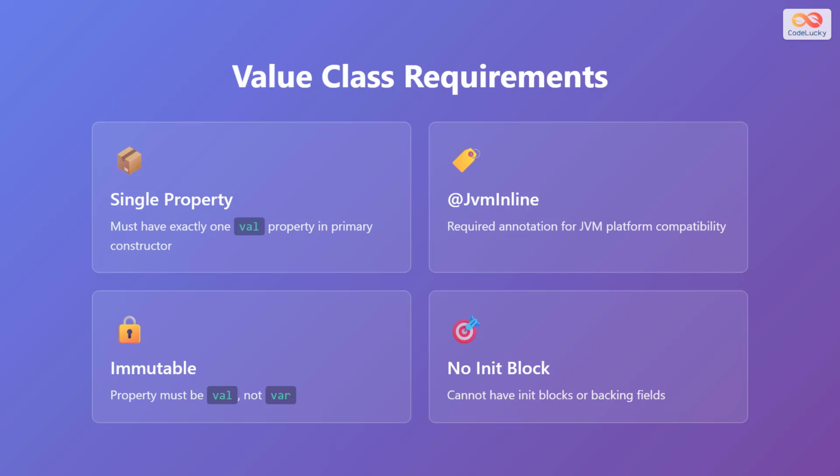To create a value class, you must follow certain rules. First, it must have exactly one property in the primary constructor, marked with val. Second, you need the @JvmInline annotation for JVM platform compatibility. Third, the property must be immutable, meaning you use val, not var. And finally, you cannot have initialization blocks or backing fields. These restrictions ensure that the compiler can safely inline the class at runtime.